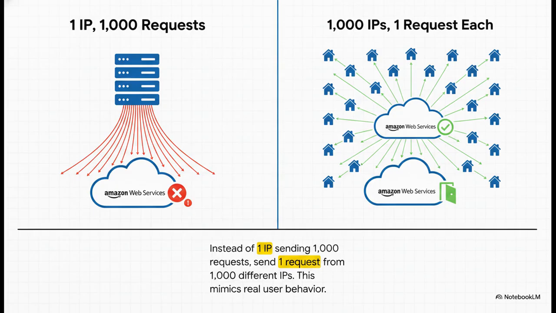On the left, you've got one IP sending 1,000 requests. To Amazon, that screams bot attack, and it gets shut down immediately. But on the right, you have 1,000 requests, but each one comes from a totally different IP. To Amazon, that just looks like 1,000 different shoppers. It's a complete game changer in your approach, and it works.